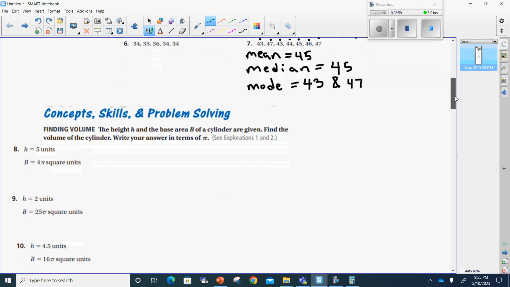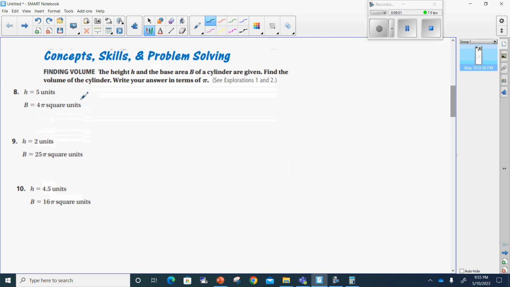Let's go to number 9. You have 8 and 10 to do. Number 9 says the height and the base area of the cylinder are given. Find the volume of the cylinder. All right. Remember, the volume formula is volume equals big B times H. That big B stands for the formula of the base.